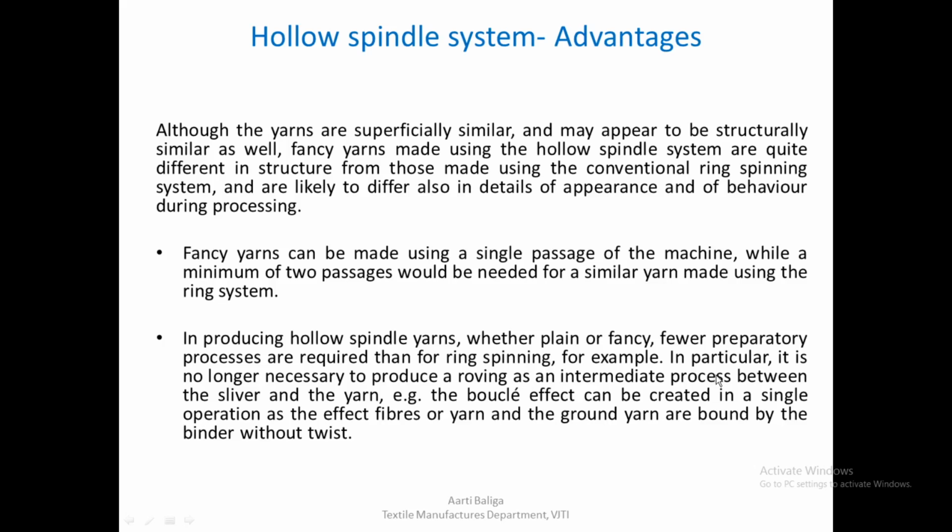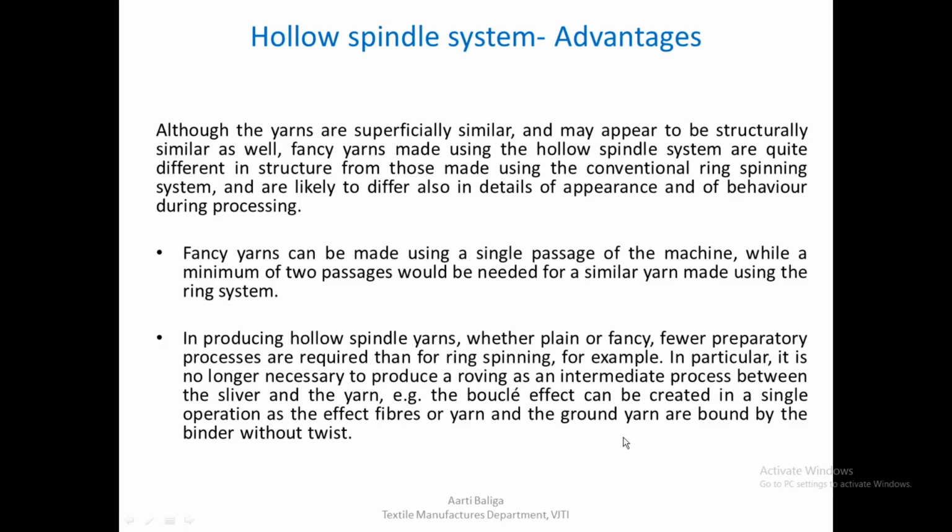For example, in particular, it is no longer necessary to produce a roving as an intermediate process between the sliver and the yarn. Even in the video, we saw that we can easily feed slivers, have them drafted, and use them as an effect. For example, the boucle effect can be created in a single operation, as the effect fibers or yarn and the ground yarn are bound by the binder without twist.